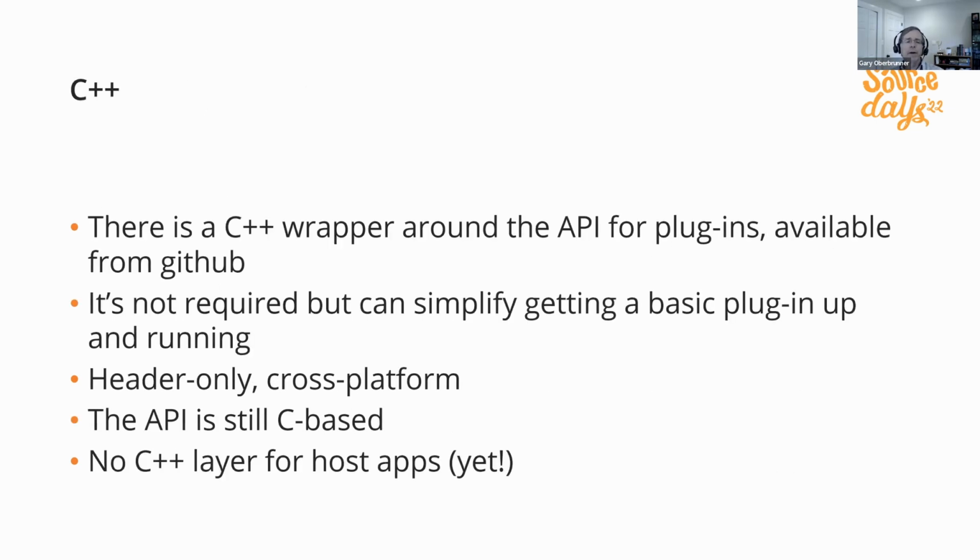Also, in addition to the actual standard, which is just header files, there is also a C++ wrapper around the API that plugins can use. It's available from our GitHub. It's definitely not required. And I think probably most of the big plugins just write straight to the C API, but it can definitely simplify getting a basic plugin up and running. It's also header only, cross-platform, nothing to link with. And of course, if you use that, the actual plugin API is still fully C-based, so you never incur any compatibility issues.